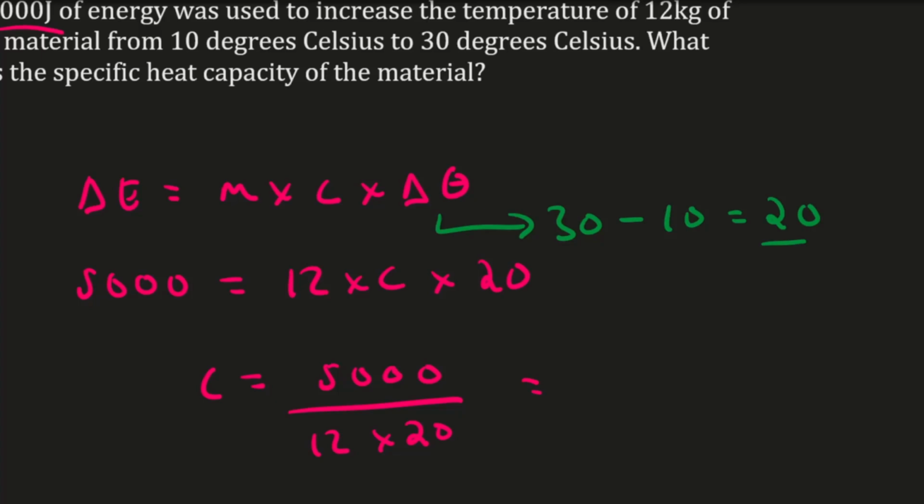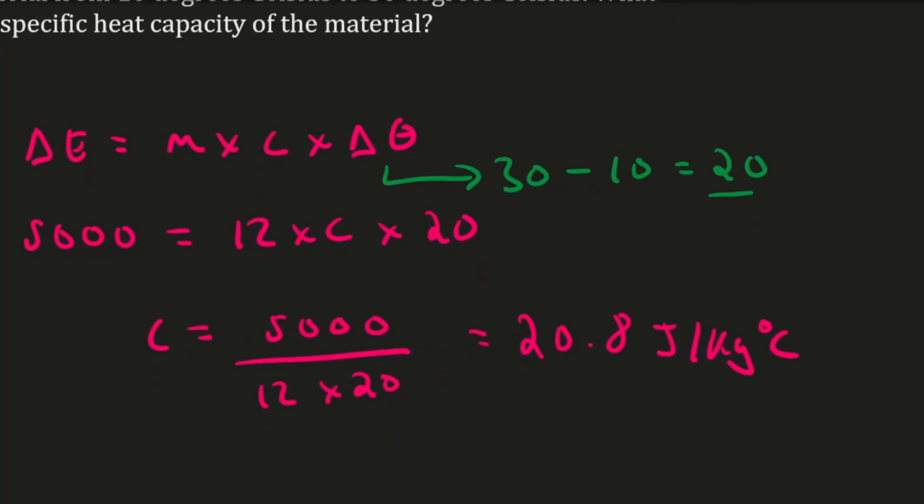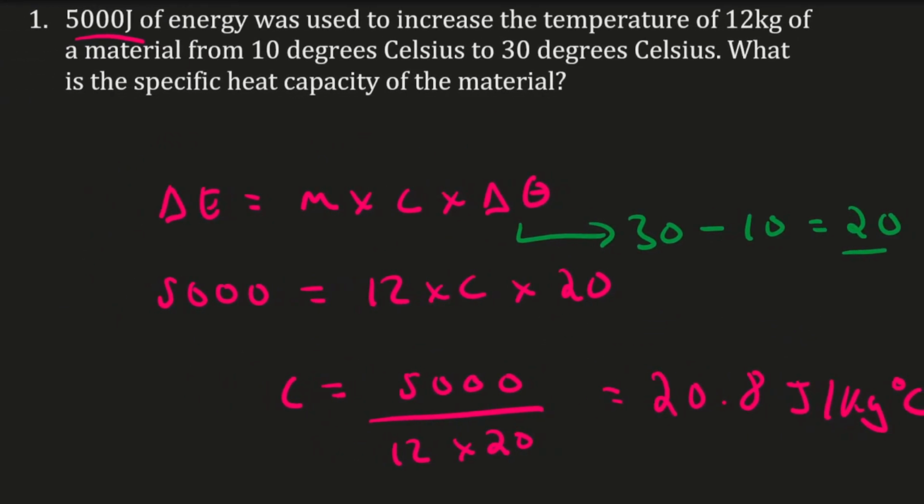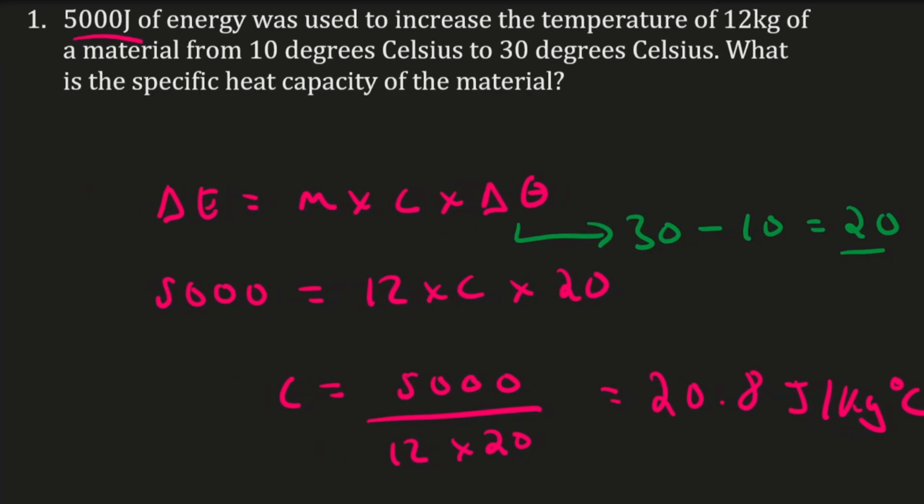And so we can work out the specific heat capacity then if we just put that into our calculator. And you should get a final answer of around 20.8. And what are the units? Joules per kilogram degrees Celsius. Okay, so that is the specific heat capacity of our mystery material in our question. So hopefully that made sense. Hopefully you got that correct. And I'll see you in the next video.